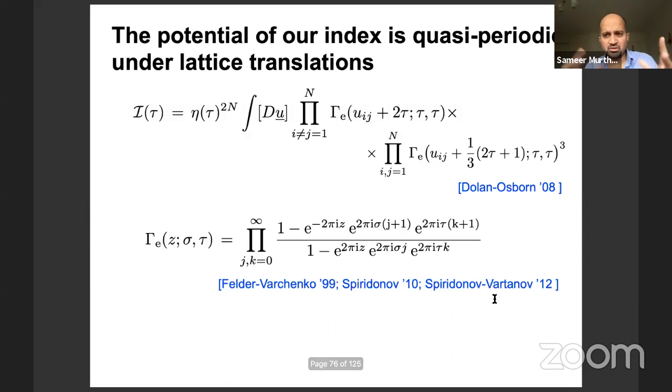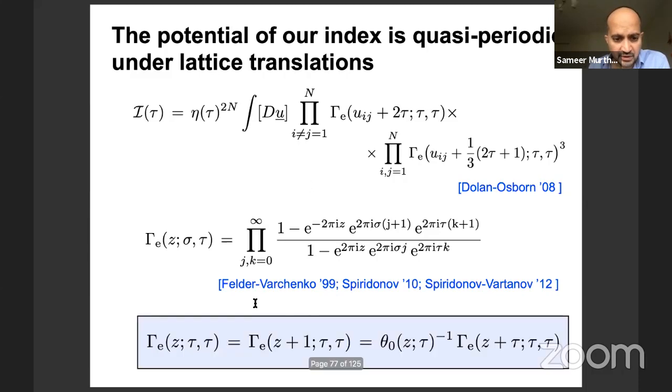Now I want to explain some details of this. Firstly, let's look at this index. This index has some explicit form. You can write it in terms of these elliptic gamma functions. Here you see this is for N=4 super Yang-Mills. This one is the vector multiplet, and these are the three chiral multiplets. Now, this elliptic gamma function has only u_ij in the argument.